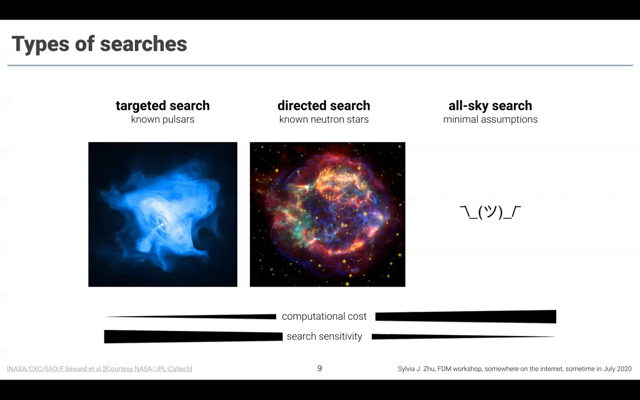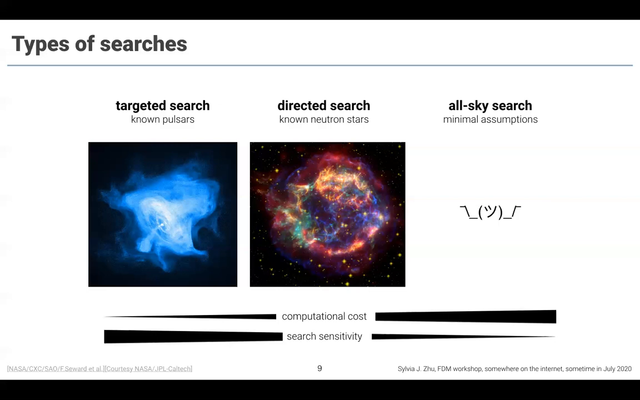You might know it's relatively young, and so maybe you have a better chance of detecting gravitational waves from this. Of course, you know where it is in the sky, but you don't know what frequency it's at. You have to search a wide frequency range. And with both of these types of searches, though, you're just running searches over individual sources.